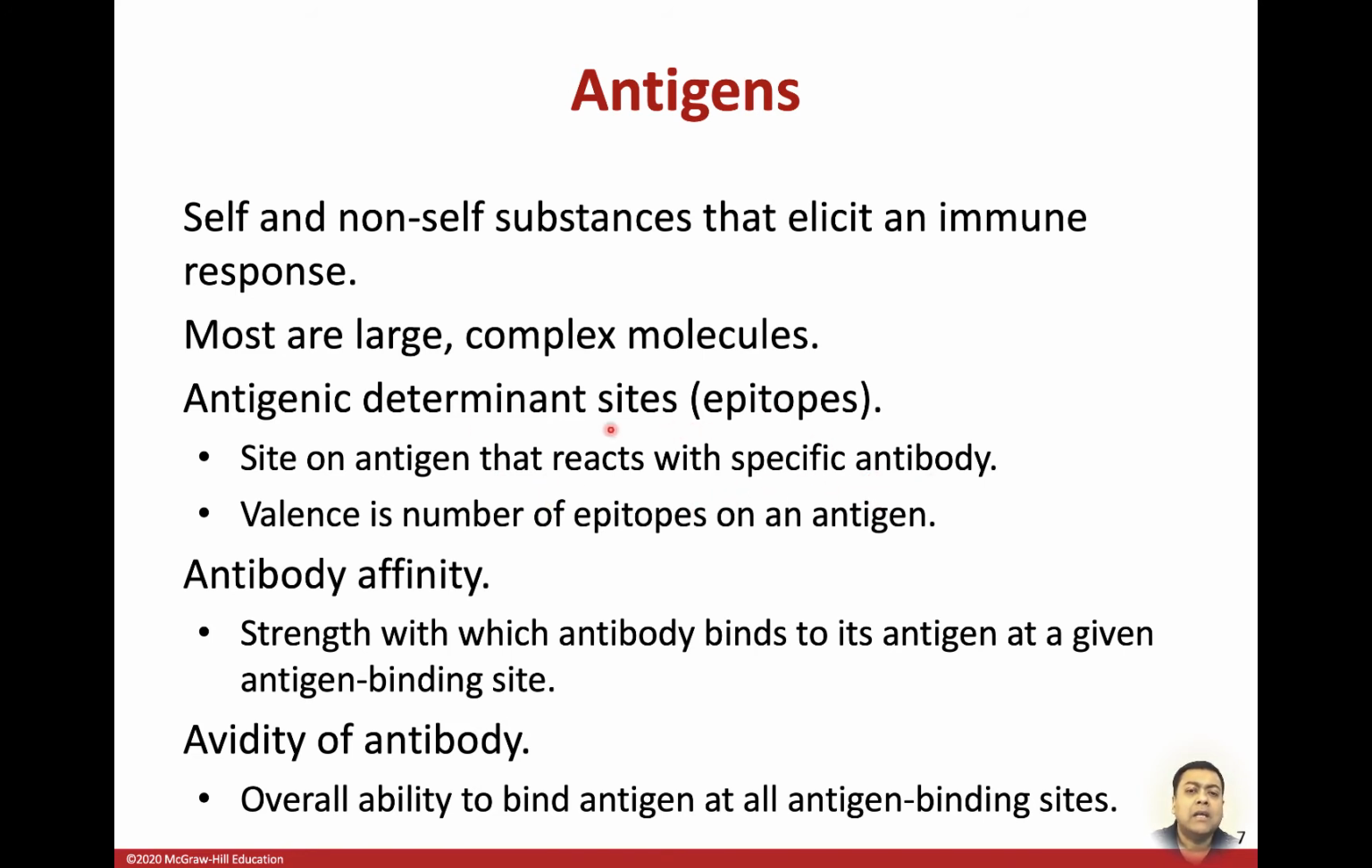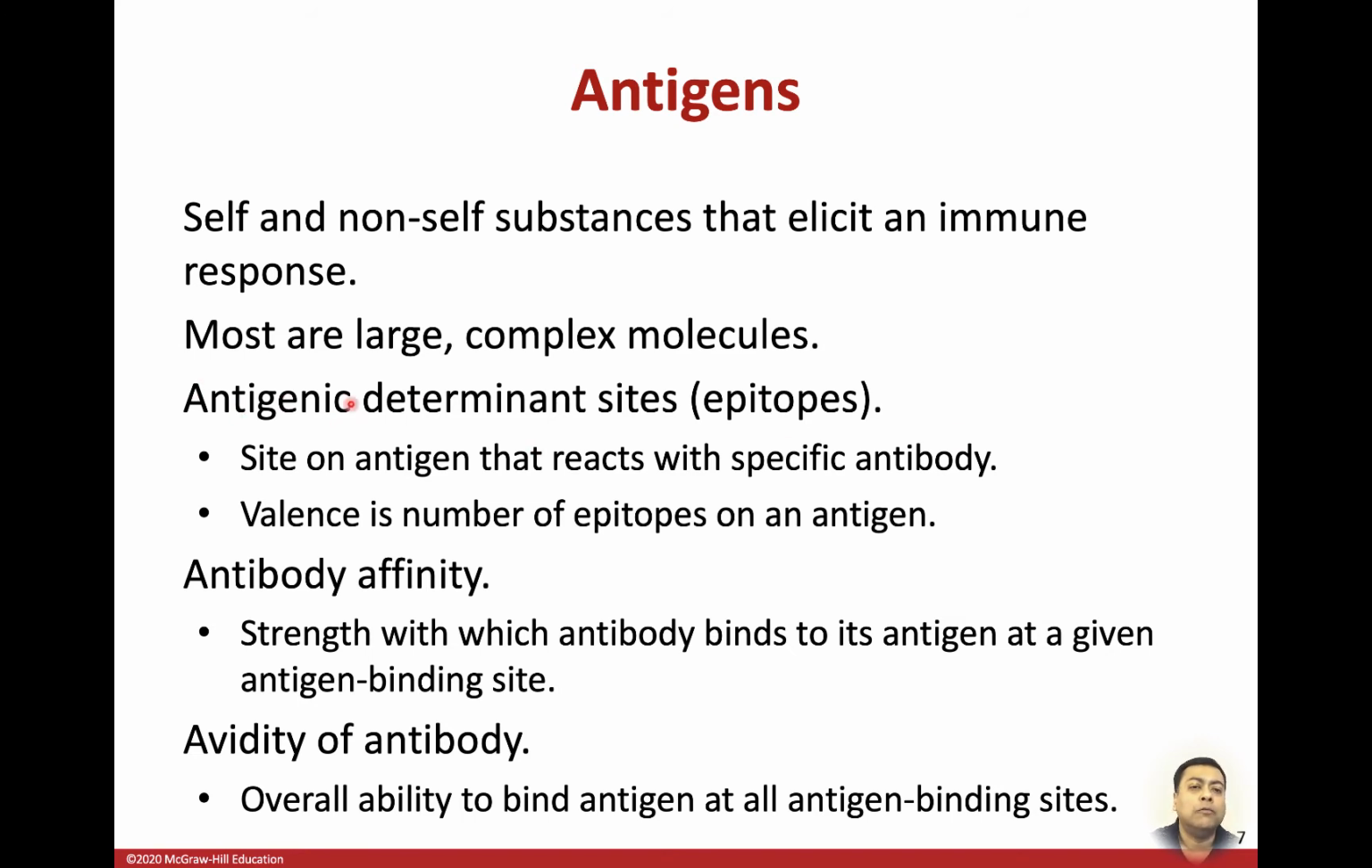What we mean by that, suppose there is a particular protein which is antigenic. A single antigen, make sure that you understand that, may have multiple epitopes. Usually if that has multiple epitopes, we call that a multivalent antigen. Whereas if there is an antigen which has only one epitope, only one site on the antigen that reacts with a specific antibody, we call it a monovalent antigen.